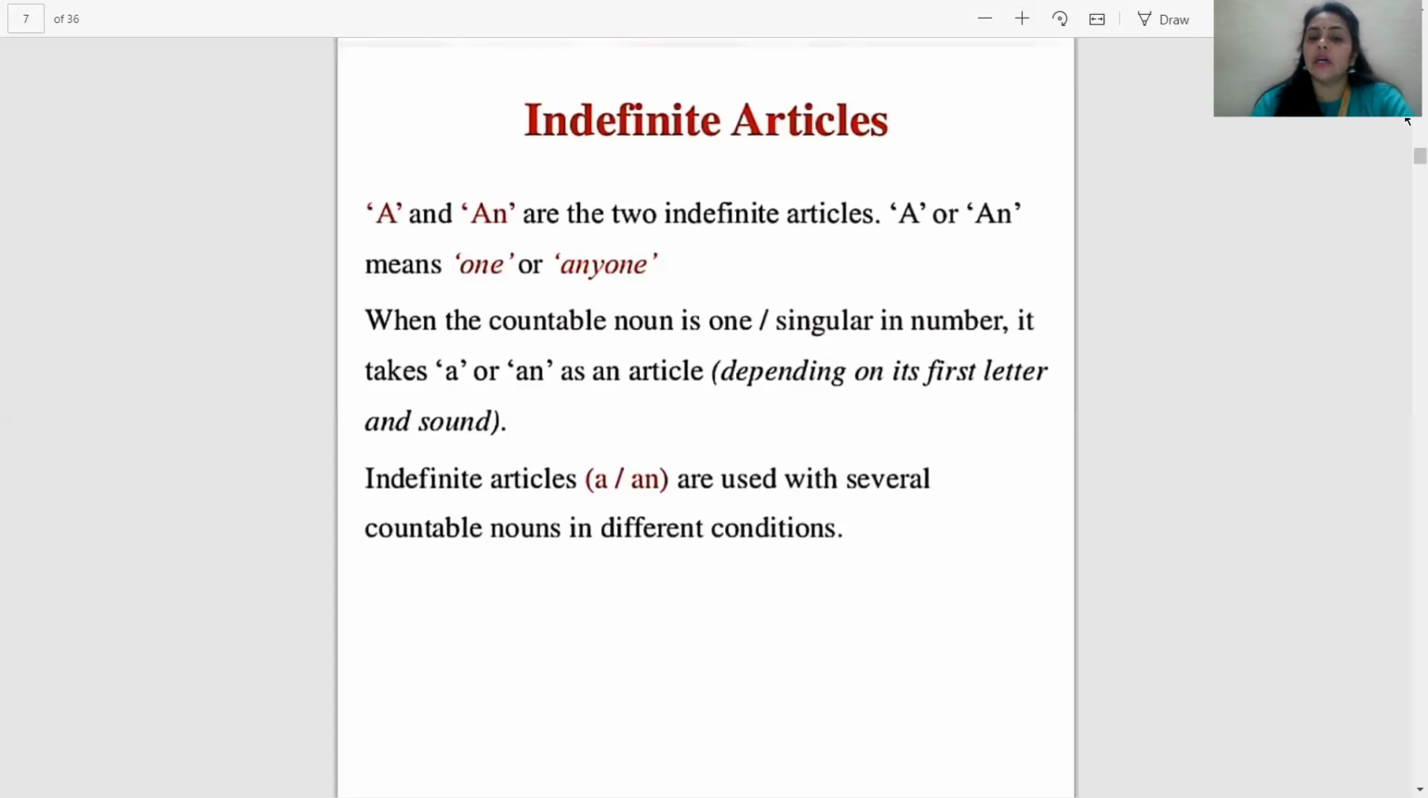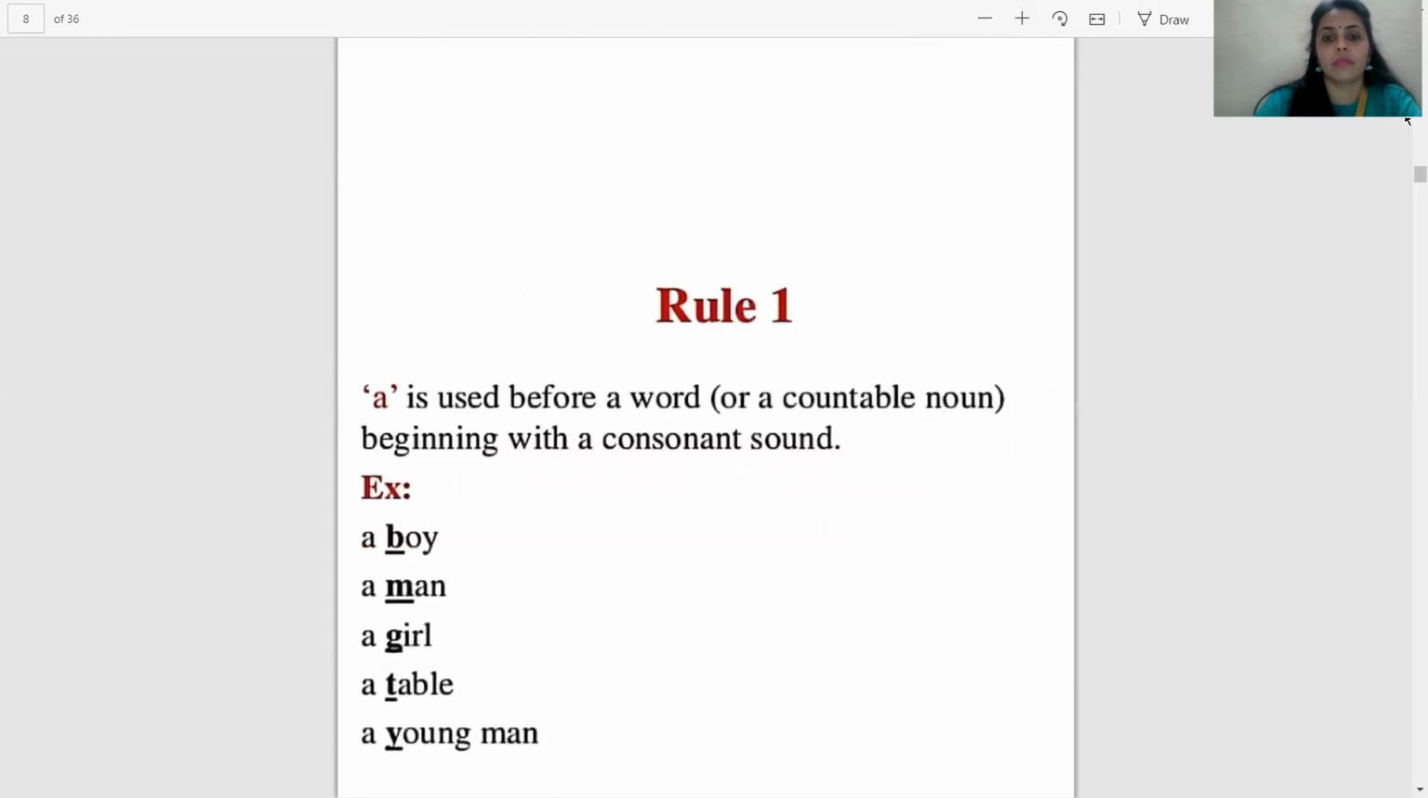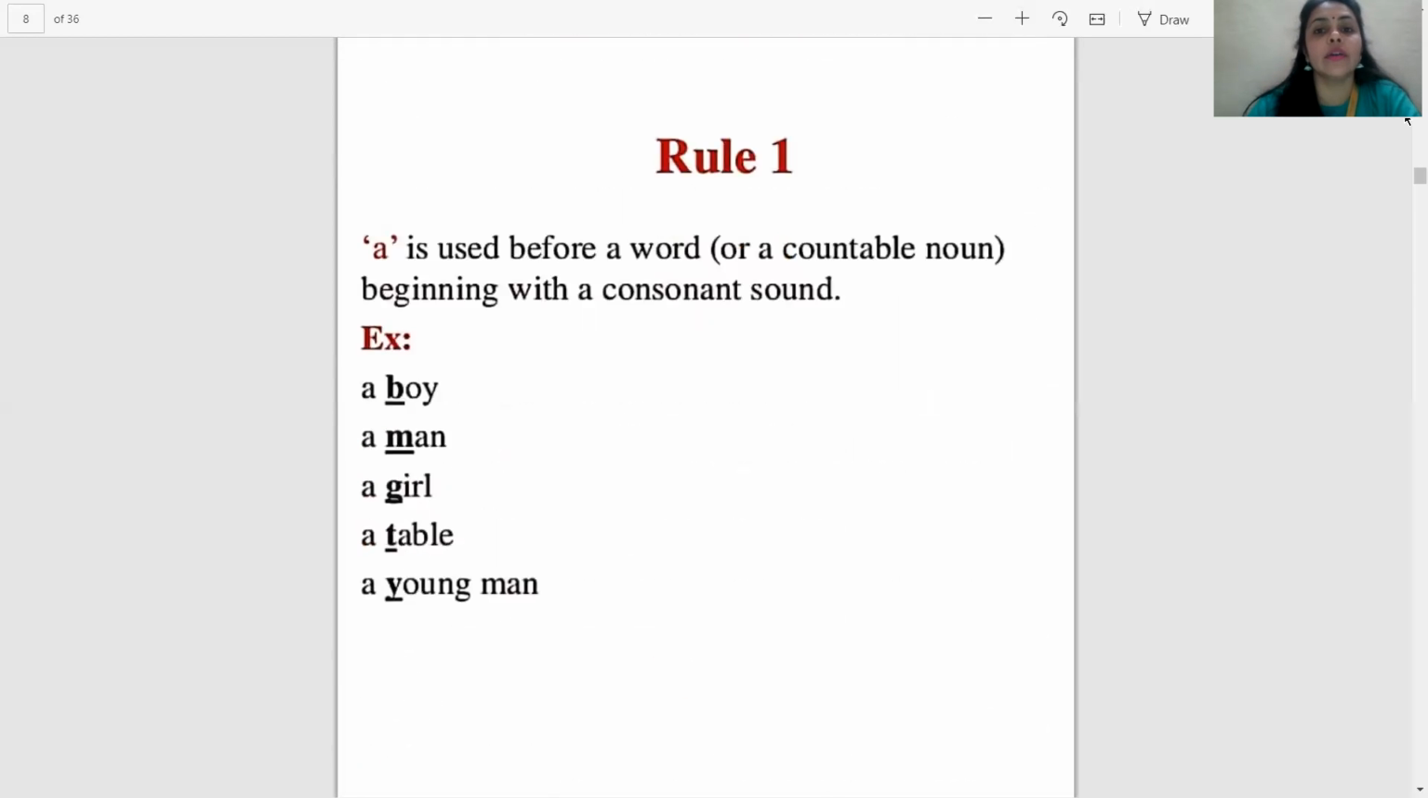Indefinite articles a or an are used with several countable nouns in different conditions. Several countable nouns. Countable is very, very important because, as we have seen before, for uncountable nouns there are other determiners which we are not discussing right now, because right now we are discussing articles. Let's have a look at the rules now.